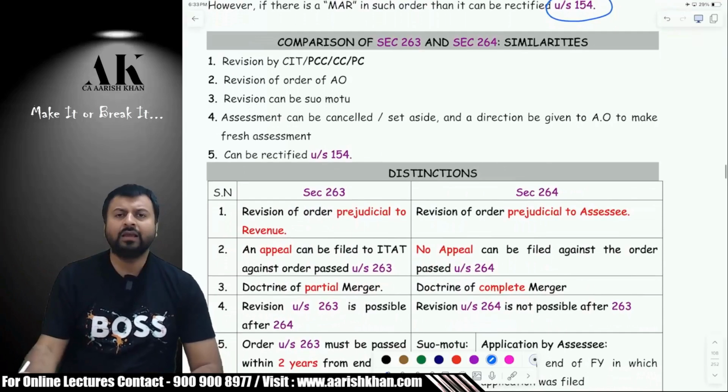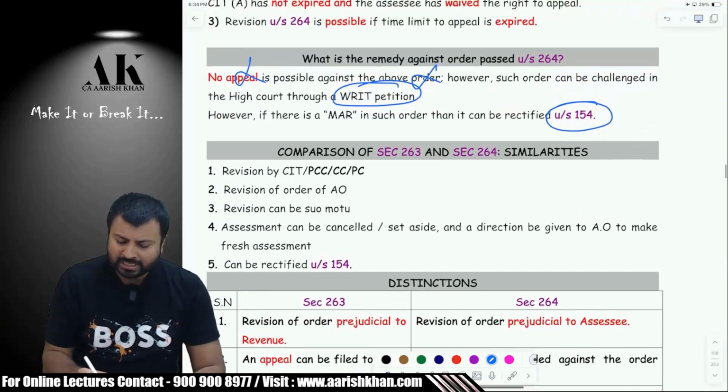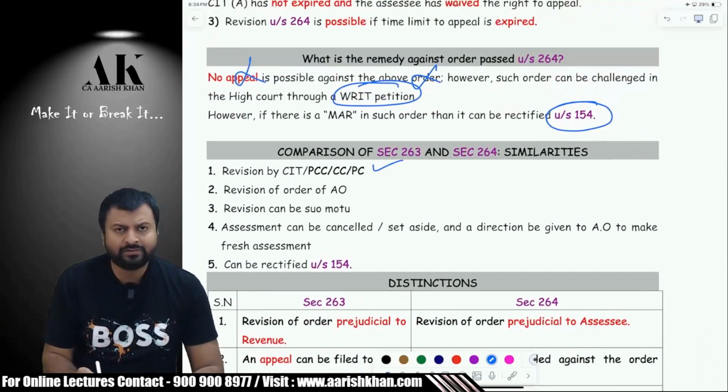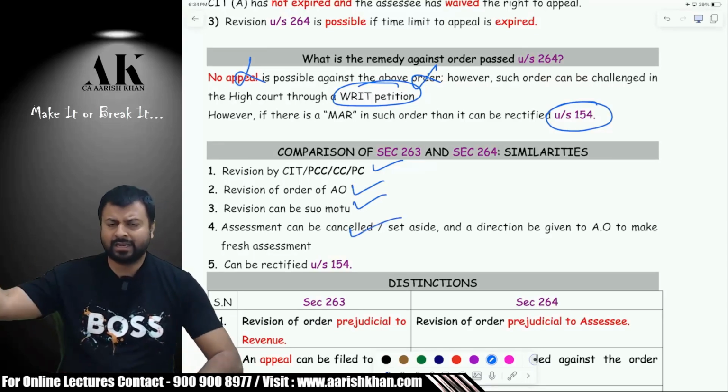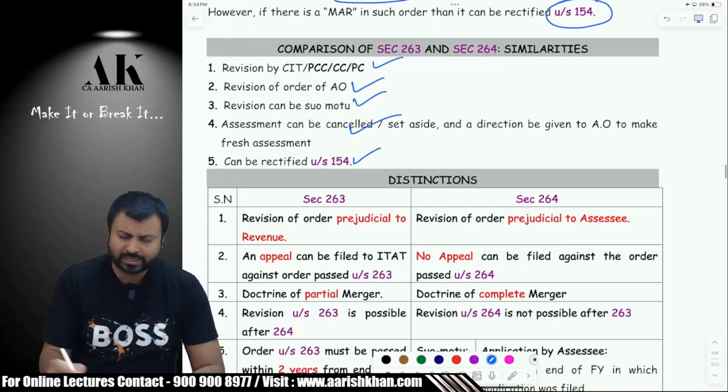Then I have put some similarities and differences between both the sections. The similarities: both are revised by the Commissioner, Principal Commissioner, Chief Commissioner, etc. Both are orders of the AO. In both sections, suo motu rectification and revision can be done. In both sections, the order can be set aside and a fresh direction can be given to the AO. Both can be rectified under 154.